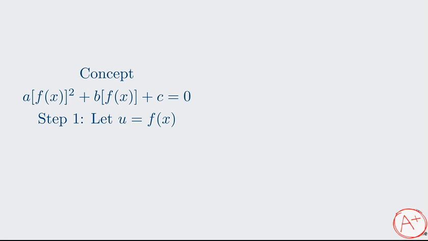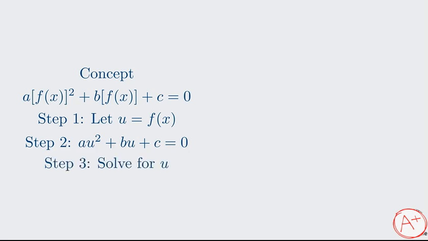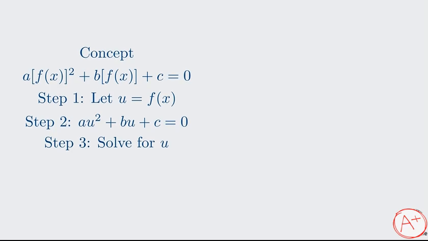We let a new variable, u, represent the entire function f of x. This transforms the complicated expression into a standard quadratic equation in terms of u. We then solve for u using factoring or the quadratic formula. The most important step is back substitution. Once you have the values for u, you must set f of x equal to those values and solve for the original variable x. This is where most marks are earned in your exam.